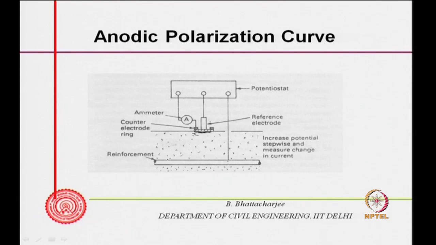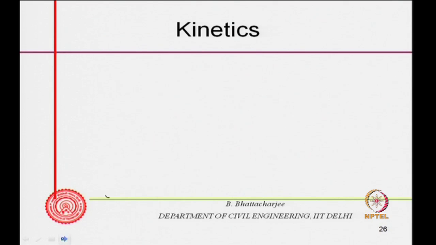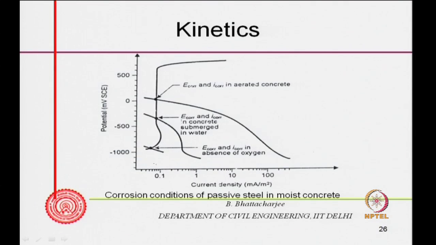So, if you are doing a polarization over a wide range, over a long range of potential, it is a kind of semi-destructive or destructive test, while LPR measurement we do over a small range of potential. The anodic polarization curve that I showed earlier to identify the zones of corrosion, we do over a large range of potential, and you get this kind of potential curves.